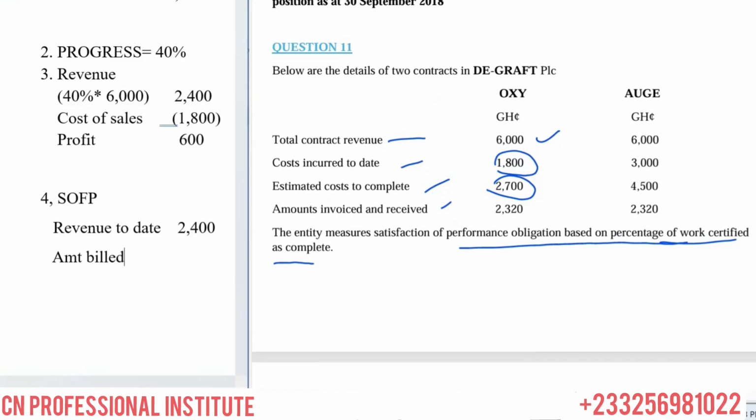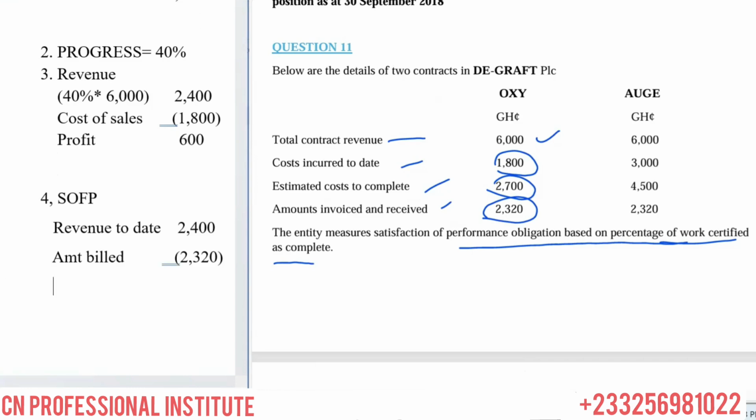How much did we bill the customer? It's in the question. Amount billed and invoiced. Invoice is what? So we invoiced the customer. So this is amount invoiced and received. So we invoiced the customer 2,320 and received the same amount. That's why it is amount invoiced and received.